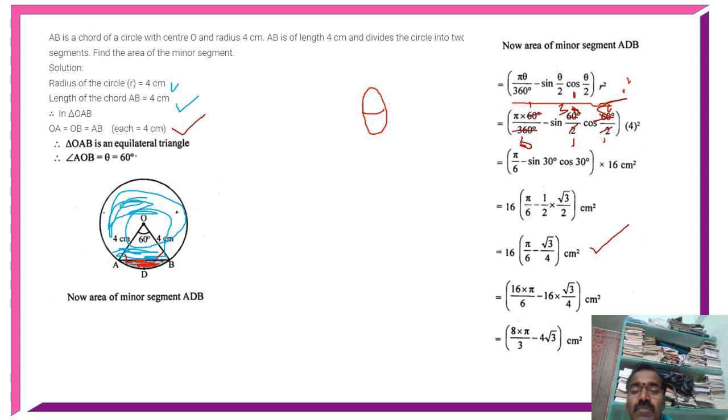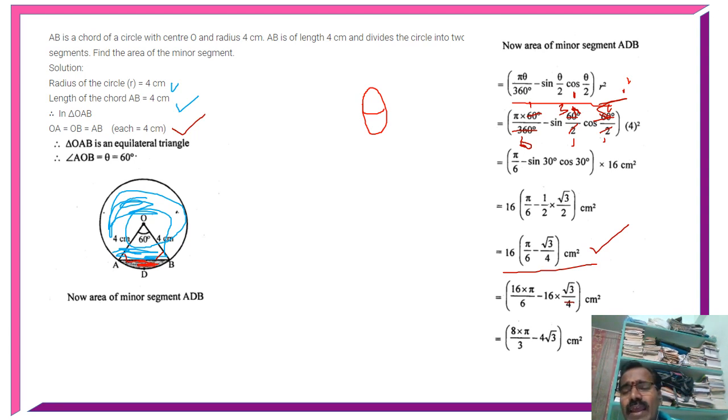Suppose sometimes the root 3 value is given, we will substitute. It is not given. In area related to circles, need not worry. In heights and distances or applications of trigonometry, root 3 will be substituted as 1.73 or 1.732, root 2 as 1.414, but here not required unless they gave. So it is simplified and we have the answer. If you multiply 16 with both the values, 16 pi by 6 minus 16 into root 3 by 4.